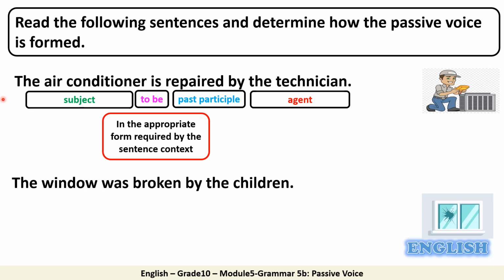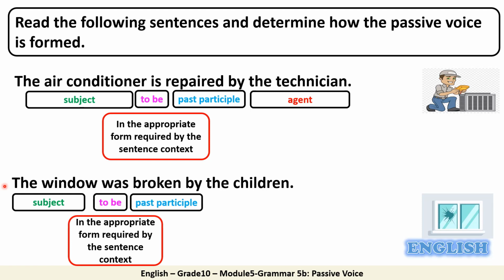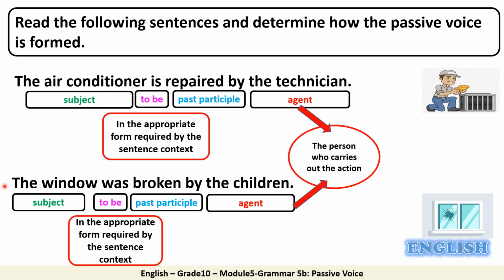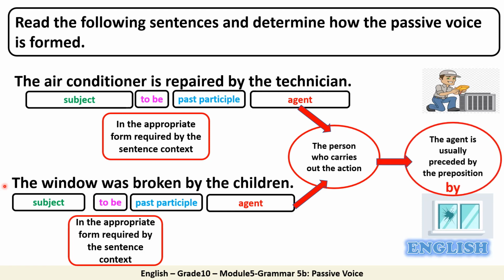Very good. In the second example, the window was broken by the children. So we have, as usual, the subject, then the verb to be, in this case it is in the past simple, and the past participle, and finally the agent, which is the children in this example. Of course, the agent is the person who carries out the action, and most of the time the agent is preceded by the preposition by, the technician or by the children, as in the examples.